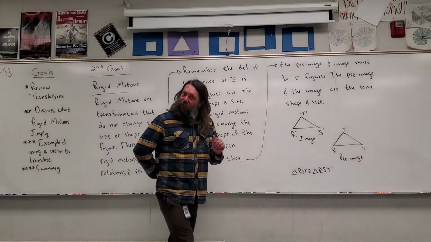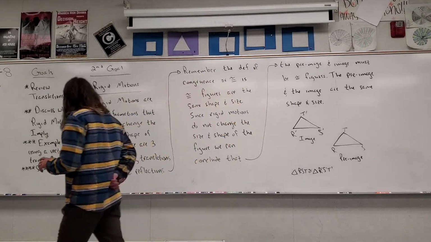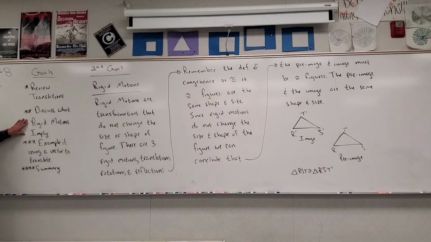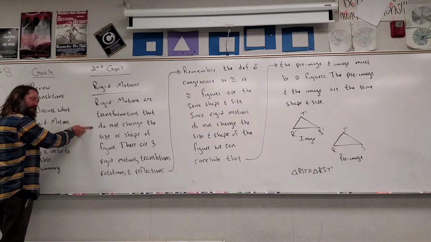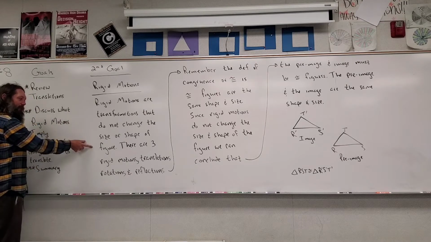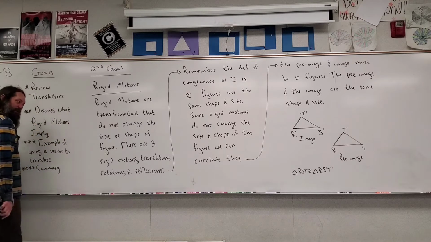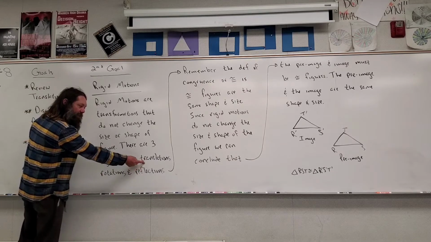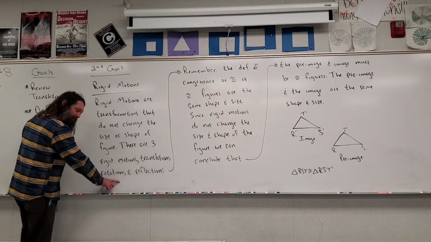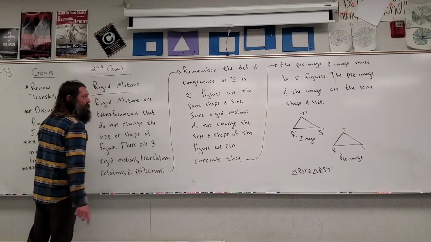I'm back. So let's jump into our second goal, and that's to discuss what rigid motions imply. So let's talk about rigid motions. Rigid motions are transformations that do not change the size or shape of the figure. There are 3 rigid motions: translations, rotations, and reflections. Today our lesson is only about translations. We'll have separate lessons about rotations and reflections.